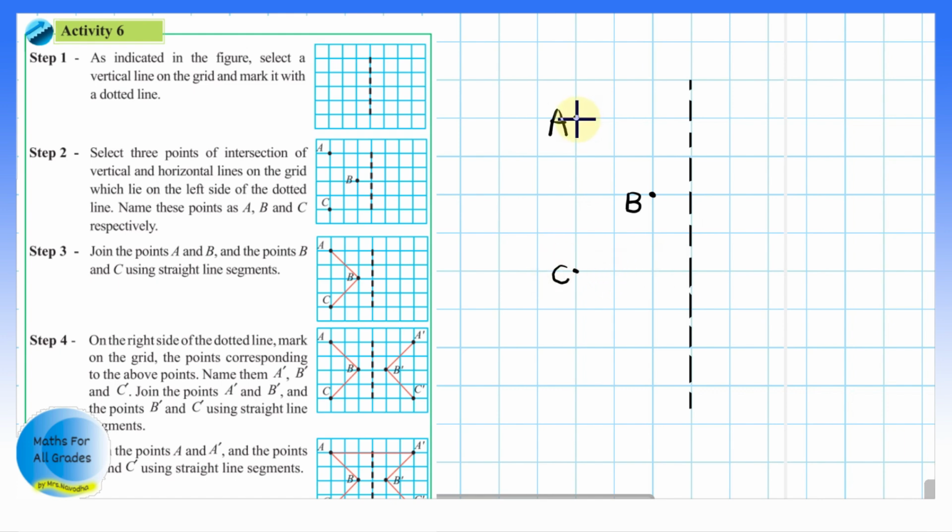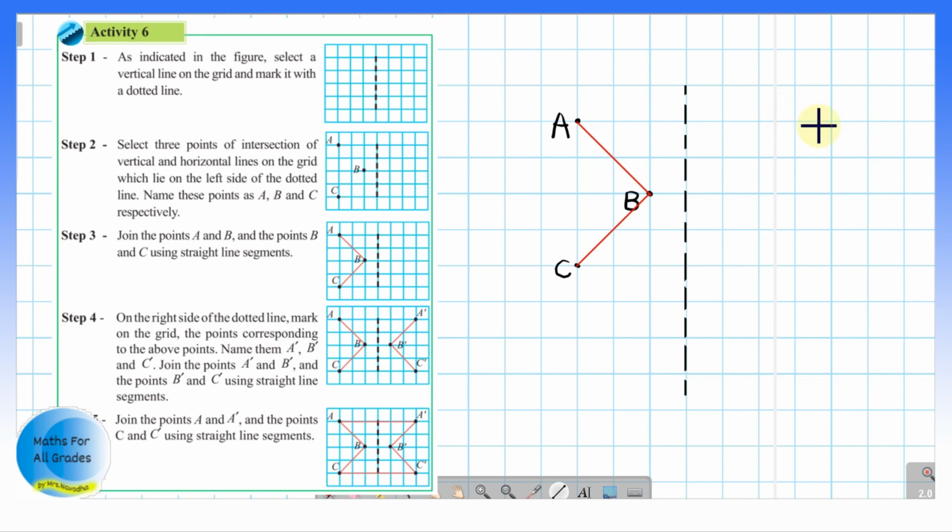In step 3, we have to join points A, B, and C using straight line segments. In step 4, they ask to mark corresponding points to points A, B, C. So point A dash is also 3 squares away, just like point A. Point B dash is also 1 square away, just like B. Point C dash is also 3 squares away, just like C, like this.